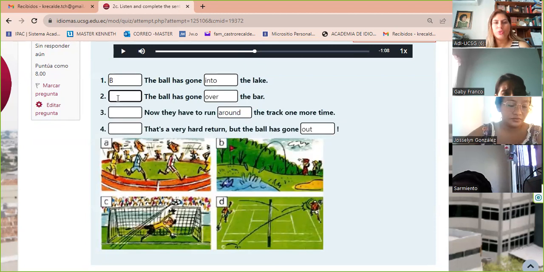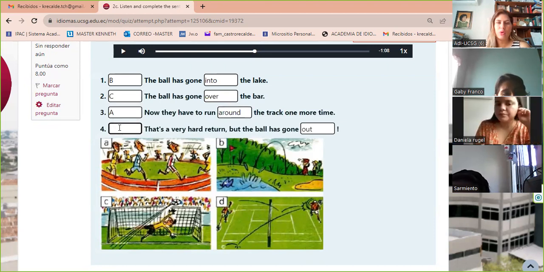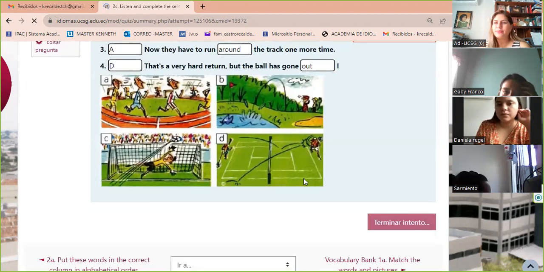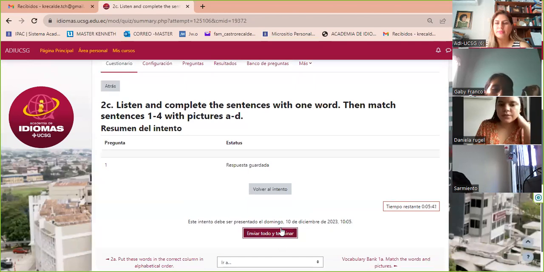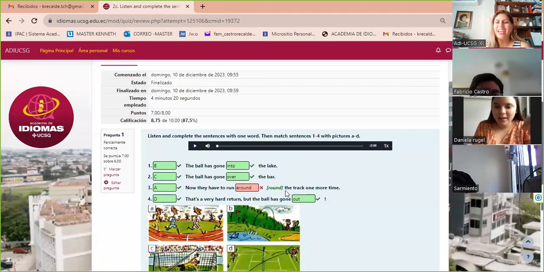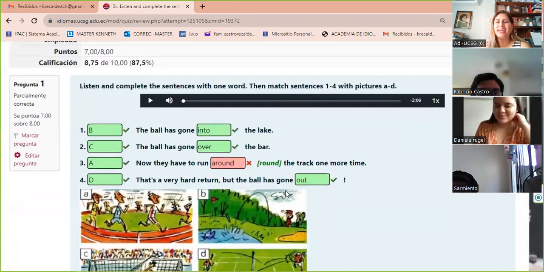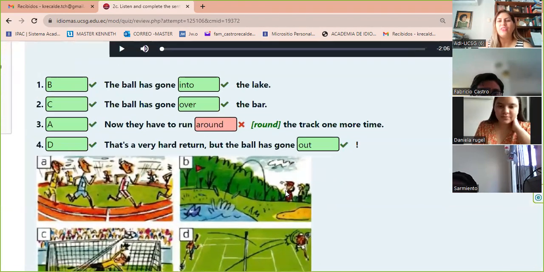Which is describing 2? C. Which is describing 3? A. And of course, the last one is D, yeah? Okay, let's check. Teacher, is it round? Round. Yes, you are right. Thank you, Danielita. Okay, run, round. The thing is that I listened to around. Okay, correct, please.